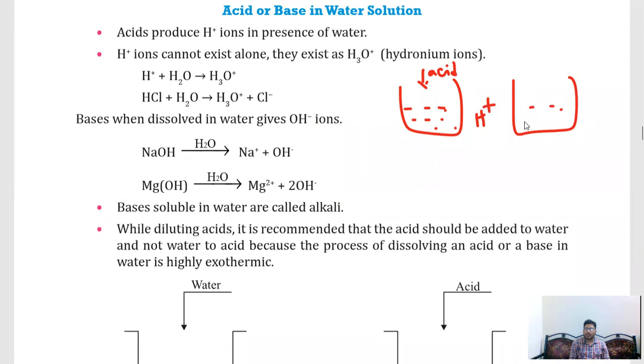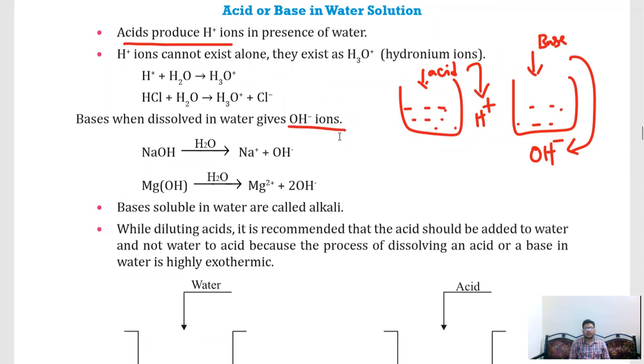If you take a beaker of water and add bases, definitely OH minus ions are produced, because all acids will have H plus ions in common and all bases will have OH minus ions in common. That's what we can find here. Acids produce H plus ions. When bases are dissolved, they produce OH minus ions.